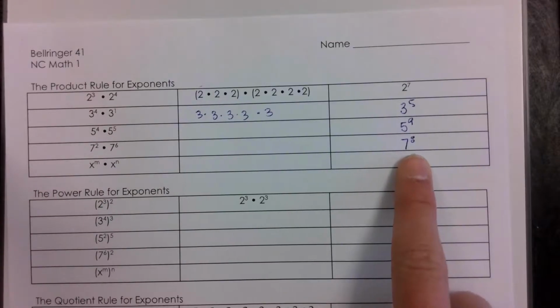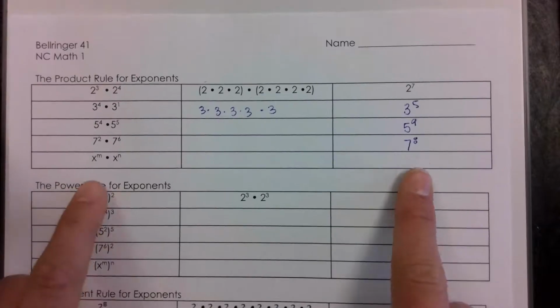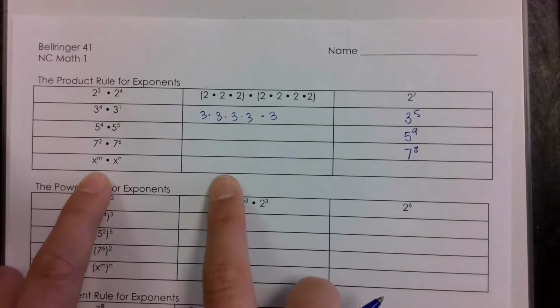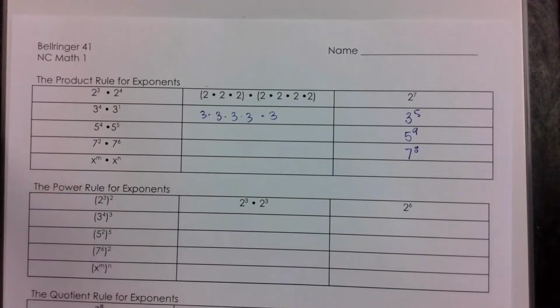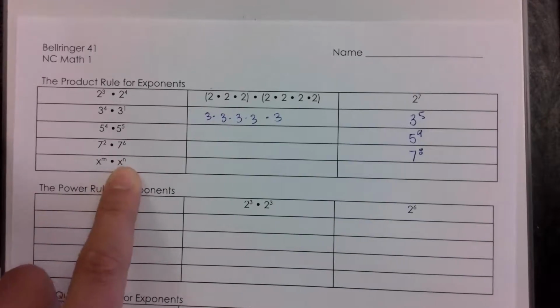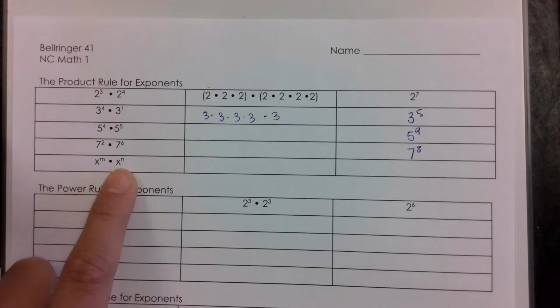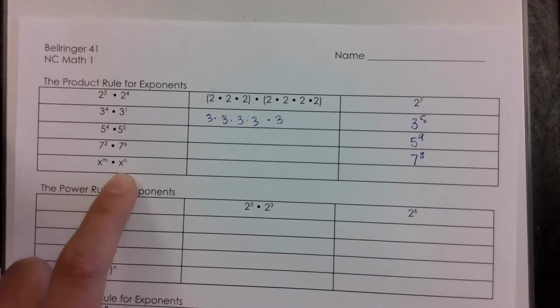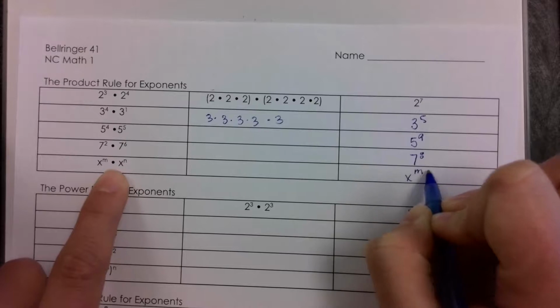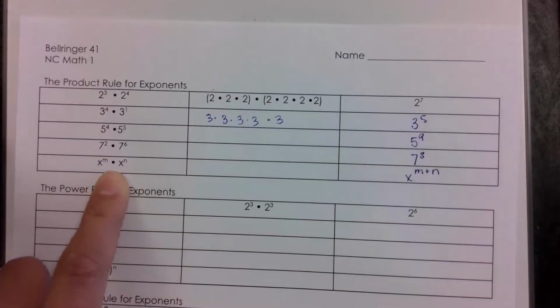Any questions so far? So how are we going to handle this last one? We can't really write it out m number of times because we don't know what m is, right? Can we write it out n number of times? Do we know what n is? No. So what was our rule? What did we say you do with your exponents? So could we say that this is just going to be x to the m plus n? That's your rule there. Is that okay?